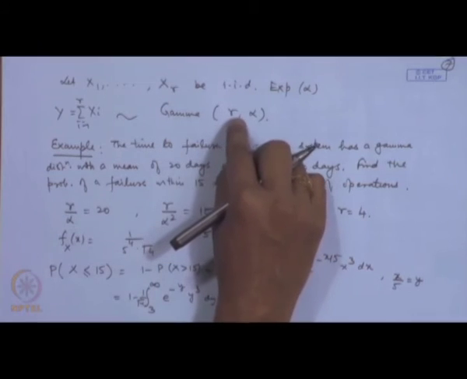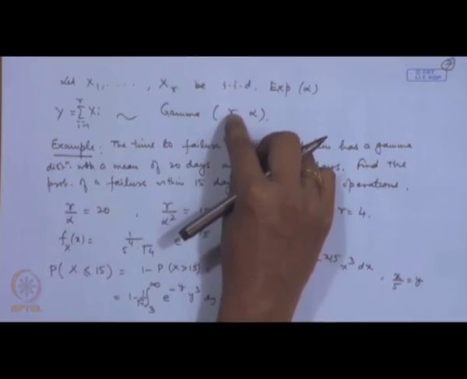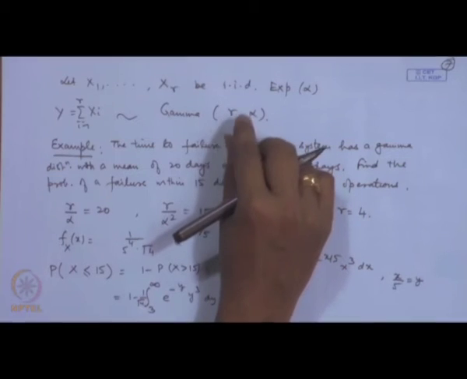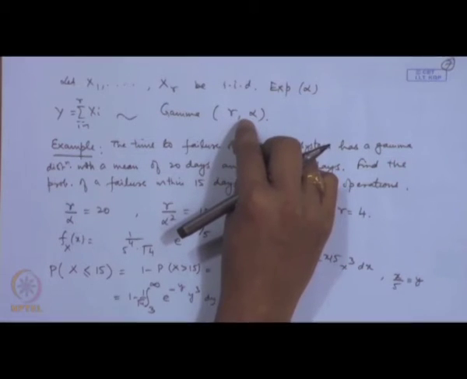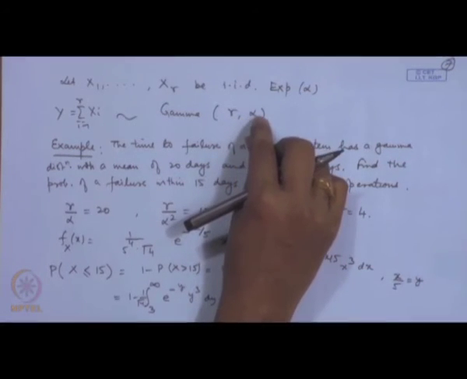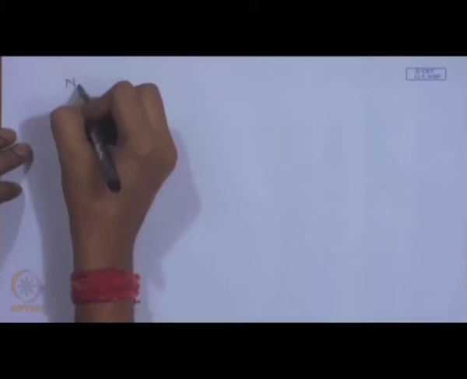Now, this also suggests that if alpha is common, the gamma distributions also add to another gamma variable. Suppose we have gamma(r1, alpha) and gamma(r2, alpha) independent variables, then if we add them, that will have gamma(r1 plus r2, alpha). Now, we proceed to another important distribution, that is the normal distribution.